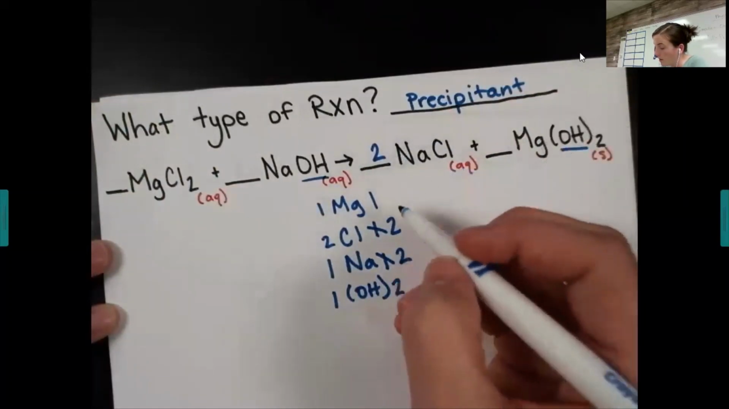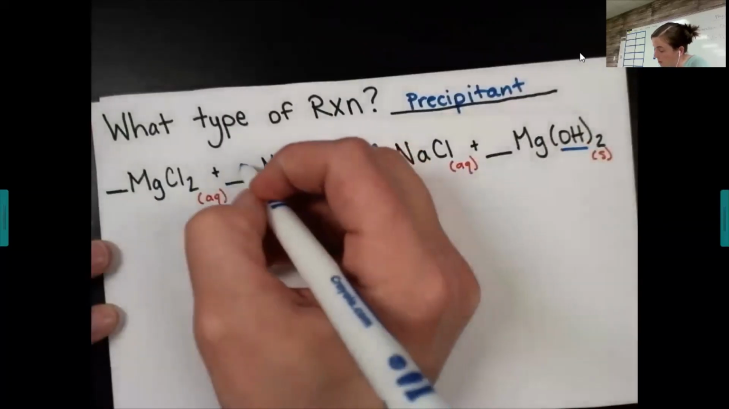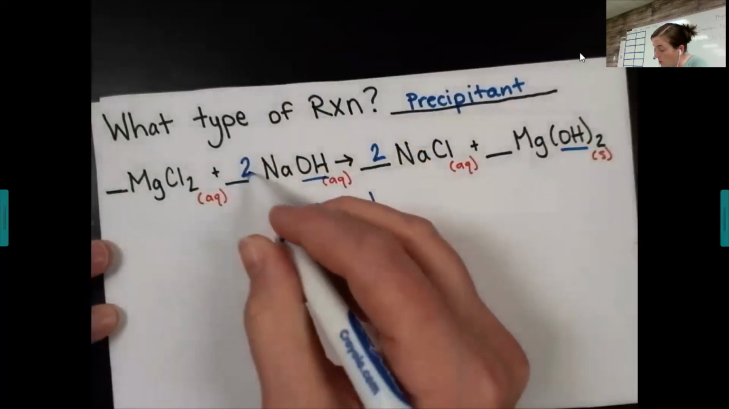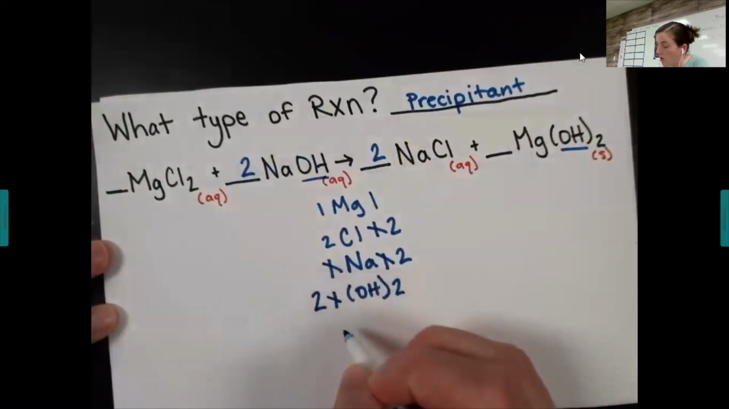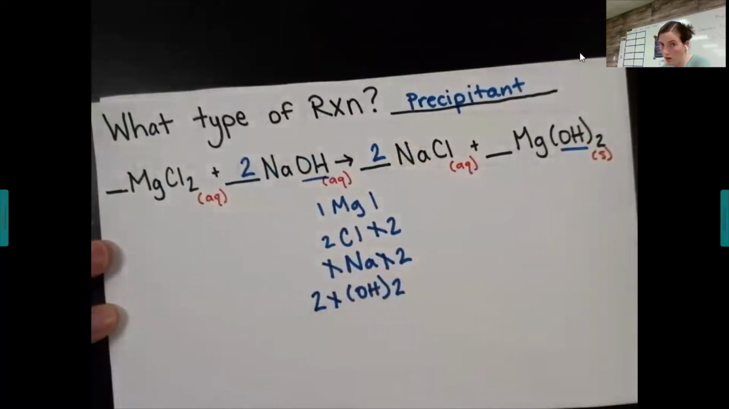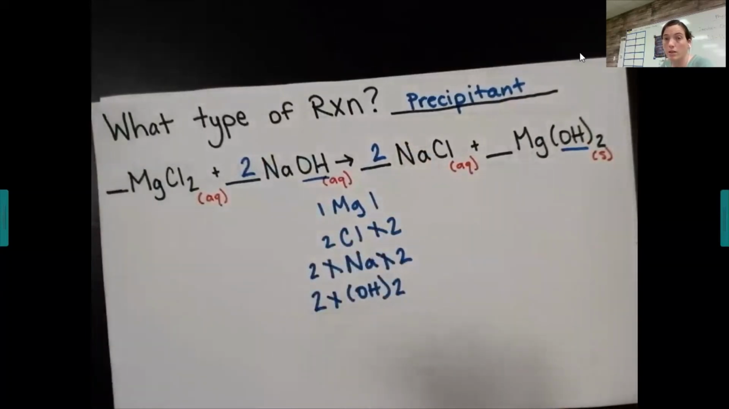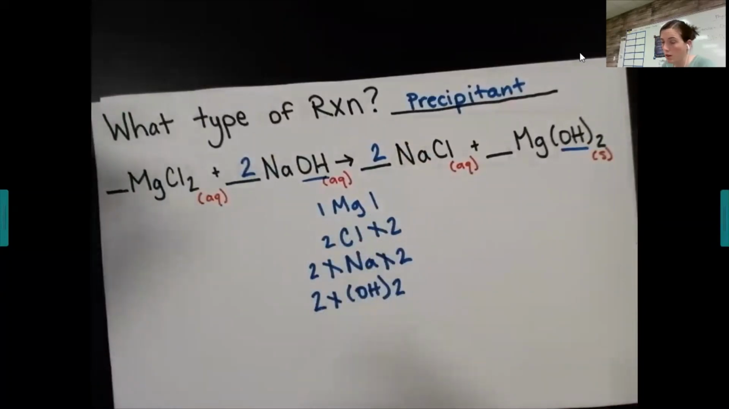Okay, so now I need to balance my sodium on the reactant side. So I'll put a 2 coefficient in front of sodium, which also gives me 2 hydroxides, which happens to balance out my hydroxide. I forgot to write a 2 right here. At this point, I now have a balanced equation. Okay, 1, 1, 2, 2, 2, 2, 2, 2, good to go.